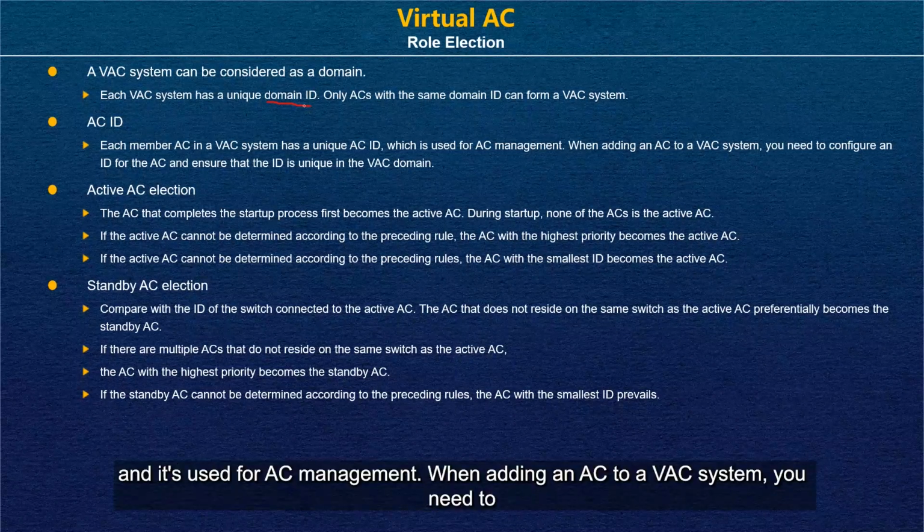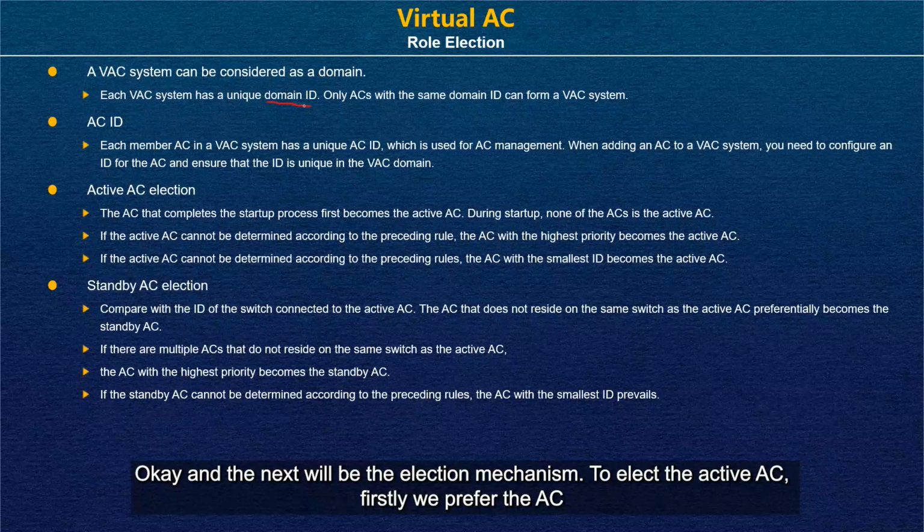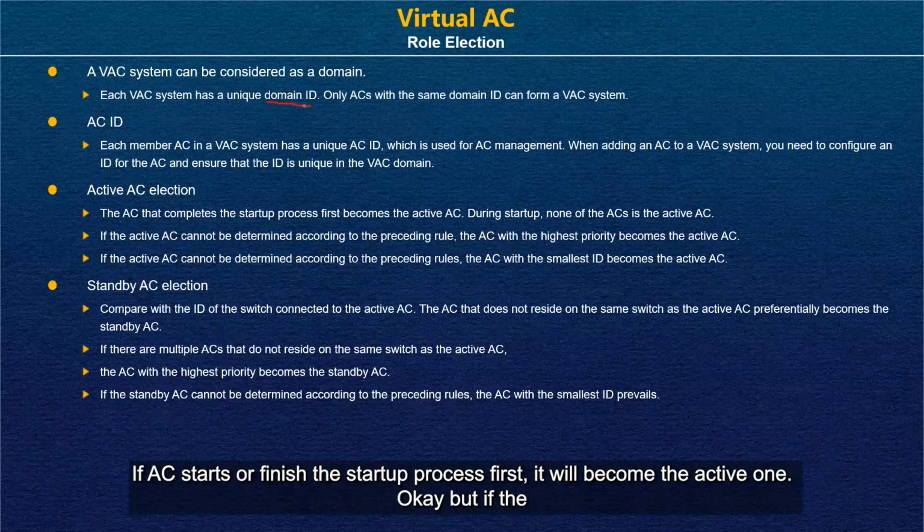It's used for AC management. When adding an AC to a VAC system, you need to configure an ID for the AC and ensure that it is unique in the whole domain. Okay, and the next will be the election mechanism. To elect the active AC, firstly, we prefer the AC that completes the startup process first. During the startup, none of the ACs is the active AC. And if an AC finishes the startup process first, it will become the active one.